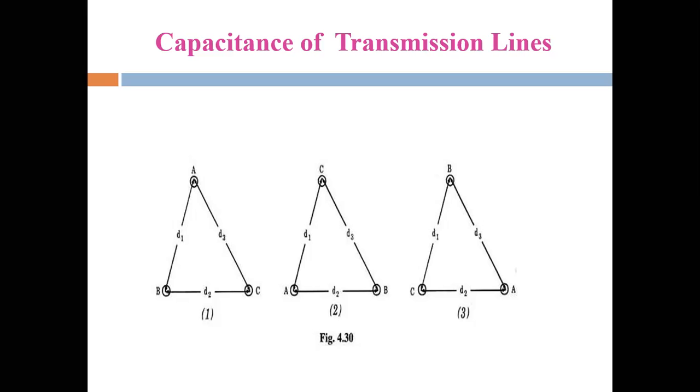This is the transposition of conductors for unsymmetrical spacing. The distance between conductor A to B is D1, the distance between conductor B to C is D2, and the distance between conductor A to C is D3. Then the distance between A to C is D1, the distance between A to B is D2, and the distance between B to C is D3. Similarly, we take another transposed conductor arrangement, that is BCA.